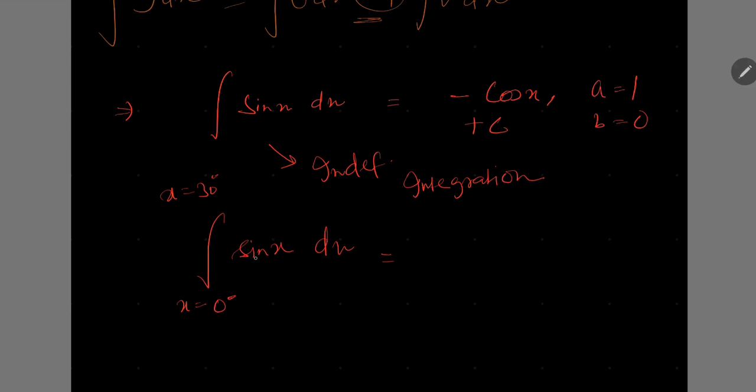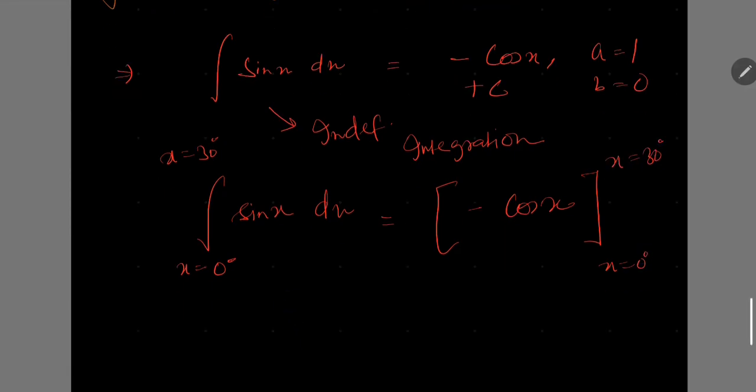use the formula list to write down the formula for sin x, which is minus cos x. Now after that don't put c here, don't put any unknown here. After that, put the limits x from 0 to 30 degree. Now this is upper limit, this is lower limit. First put the upper limit instead of x. In the cos, in place of x, you will have to put 30 degree.